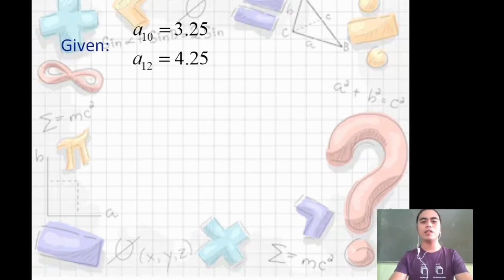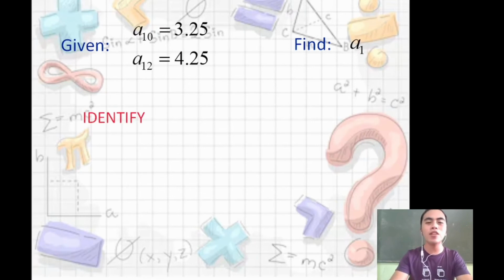Okay, another example. You have a sub 10 is equal to 3.25 and your a sub 12 is equal to 4.25. You are to find the first term. So identify what the givens are. Alright, so you have a sub 10 is equal to 3.25. Your common difference is 0.5. And your n is 10.